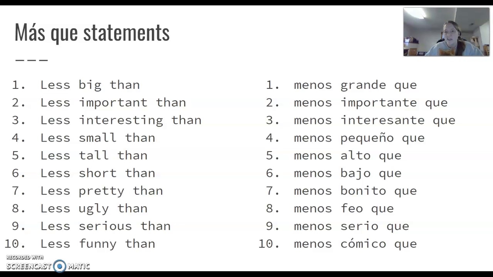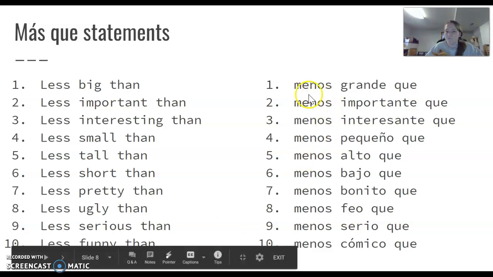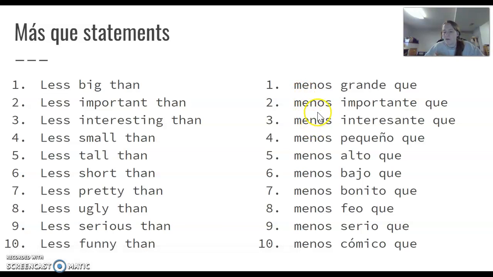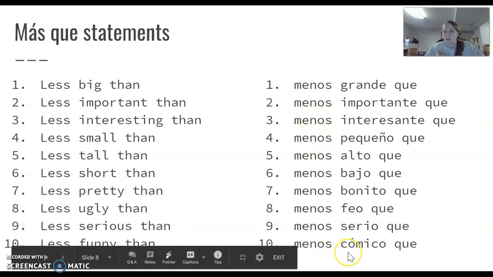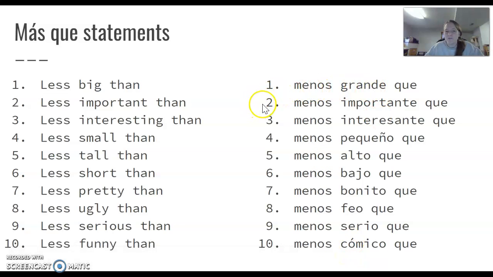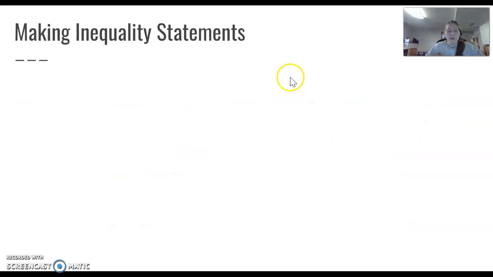With these, like I said, I'm not going to use these most of the time. So like if I want to say less big than, that's implying smaller than. So I would say más pequeño que. Most of the time, I'm going to use the más que statements. The exception would be like here, menos importante is less important than, because there isn't really an opposite of important. Like even with interesting, I would say más aburrido que is more boring than. So it is good to know how to do these and what this represents. Like I said, you're not going to use them terribly frequently.